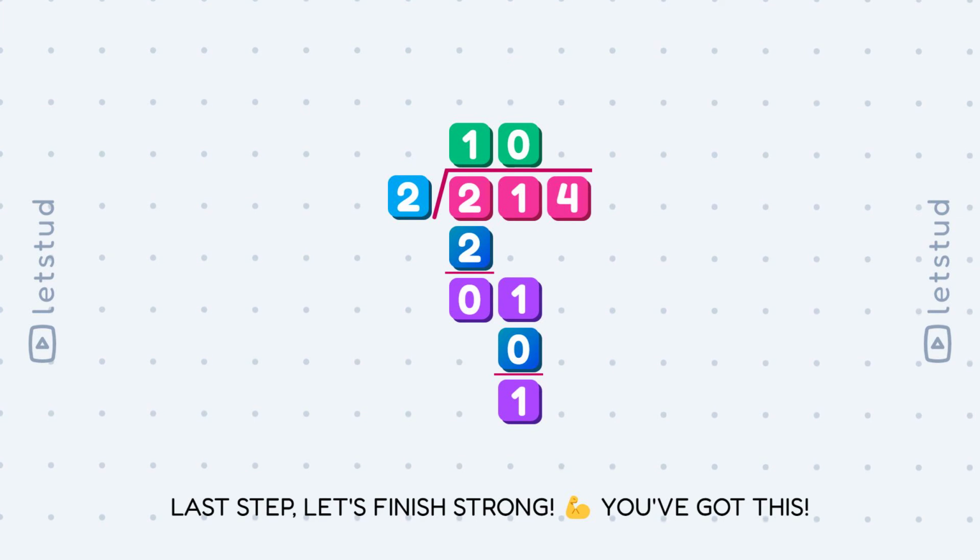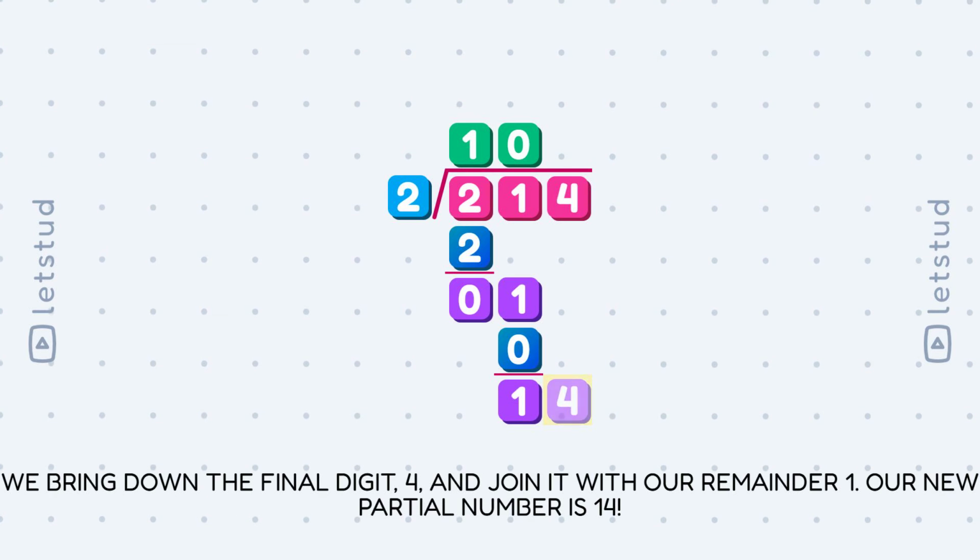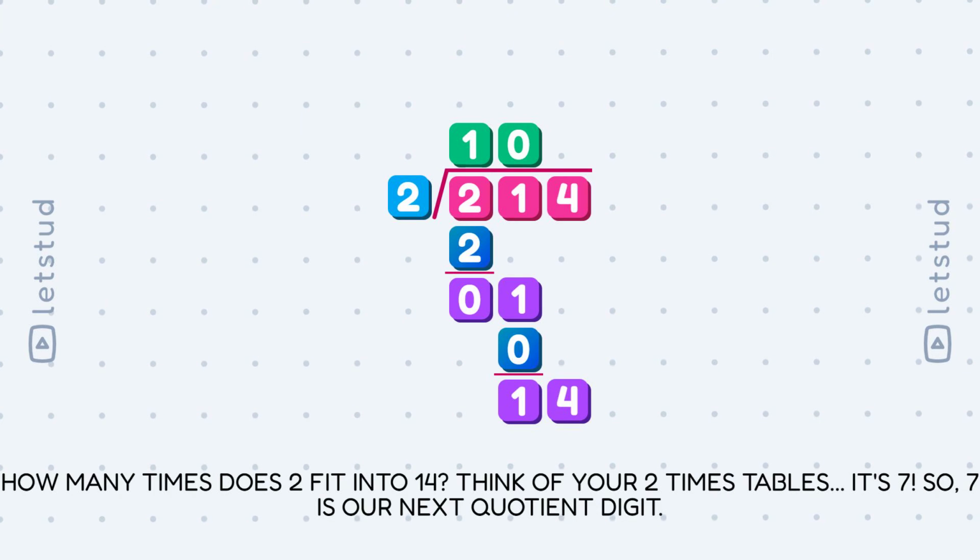Last step, let's finish strong. You've got this. We bring down the final digit, 4, and join it with our remainder 1. Our new partial number is 14. How many times does 2 fit into 14? Think of your 2 times tables. It's 7, so 7 is our next quotient digit.